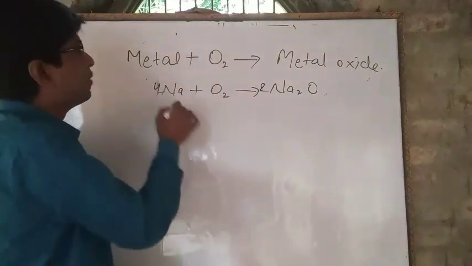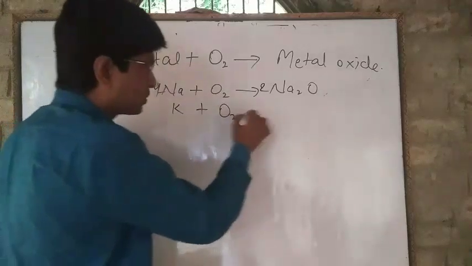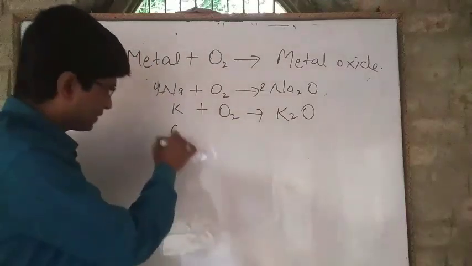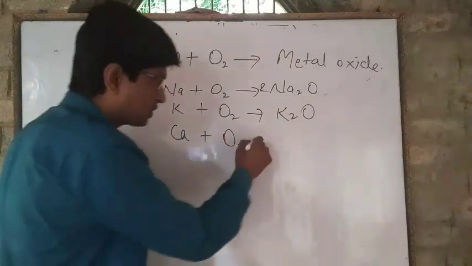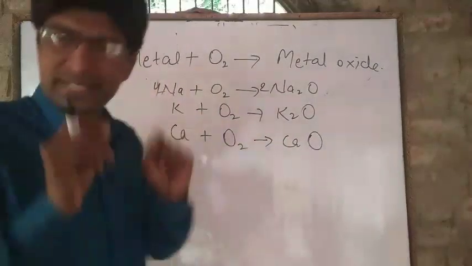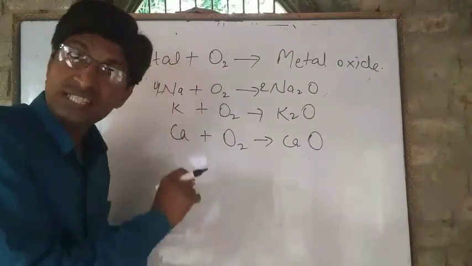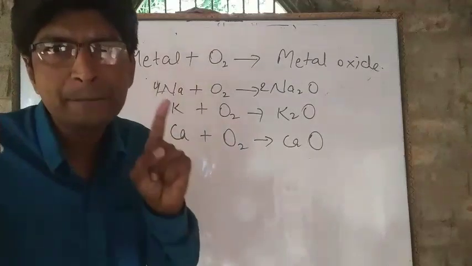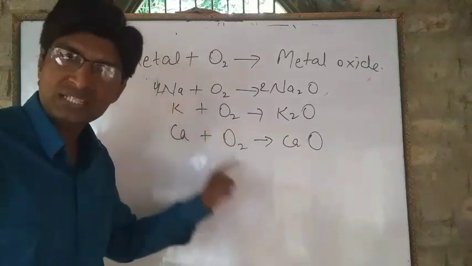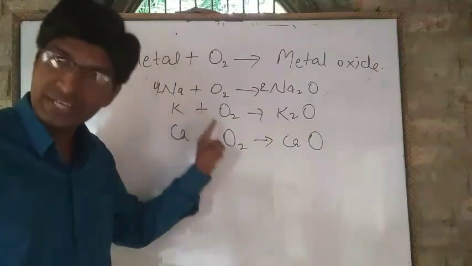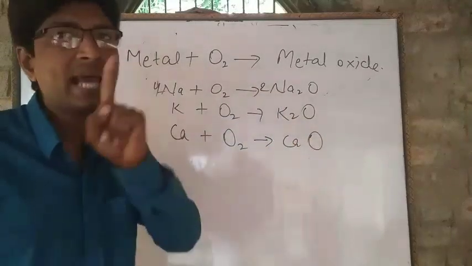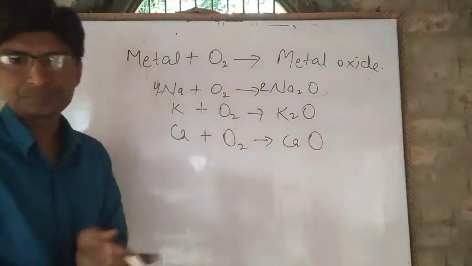In the same way, when potassium reacts with oxygen, it produces potassium oxide. When calcium reacts with oxygen, it produces calcium oxide. So these three metals can react with oxygen at atmospheric temperature. Dear students, you must remember that sodium, potassium and calcium react with oxygen and produce their oxides at atmospheric temperature.